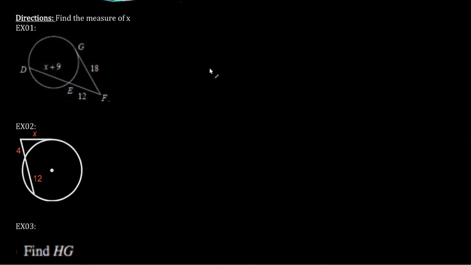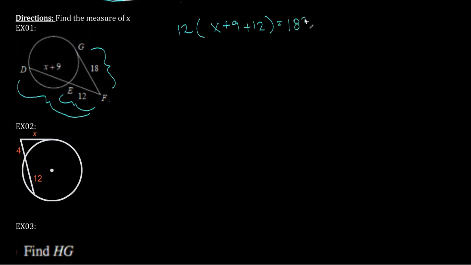So let's try it. So we know that EF times DF is equivalent to GF squared. So EF, which is 12, times the whole length, which is x plus 9 plus the 12, should be equivalent to 18 squared.